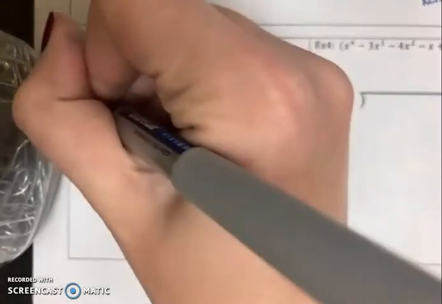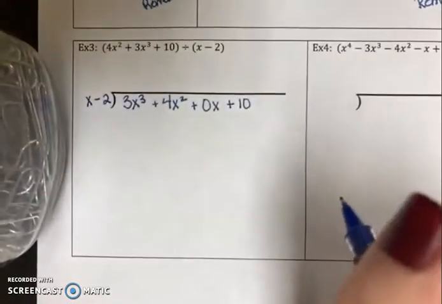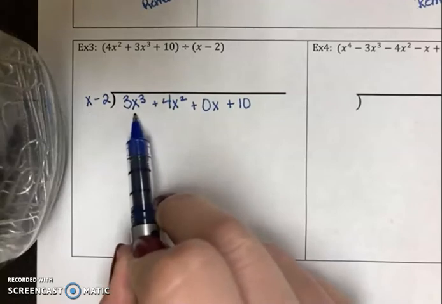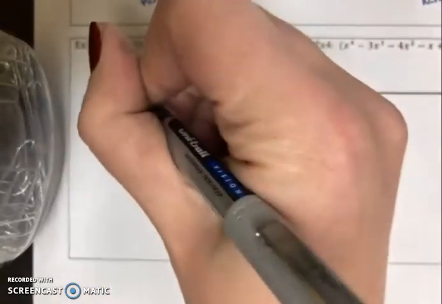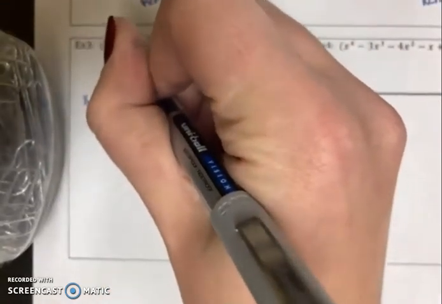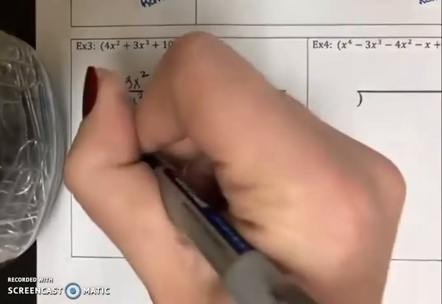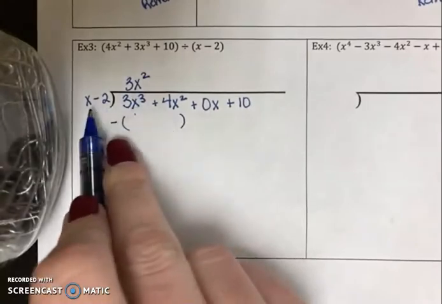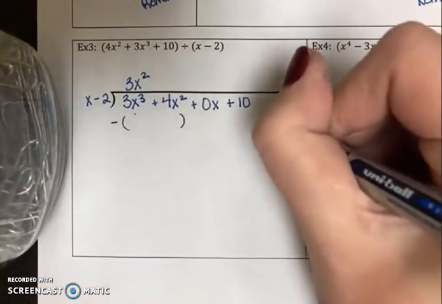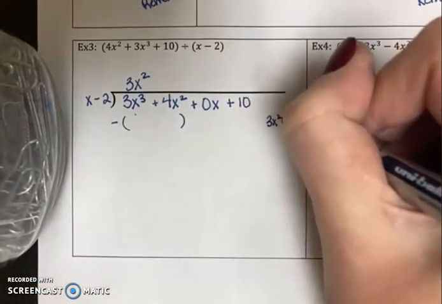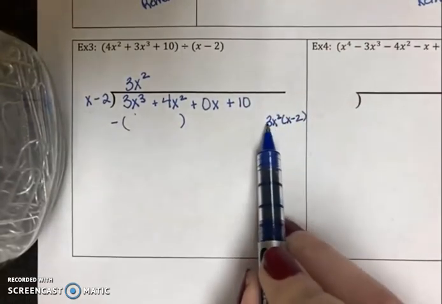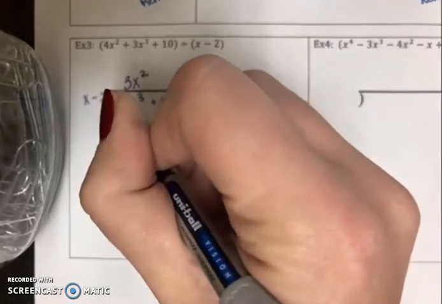Our divisor is x minus 2. So we ask ourselves, what do I have to multiply x by to get the 3x cubed? The answer to that would be a 3x squared. So we are going to be subtracting 3x squared times x minus 2. If we distribute, we'd get a 3x cubed minus a 6x squared.